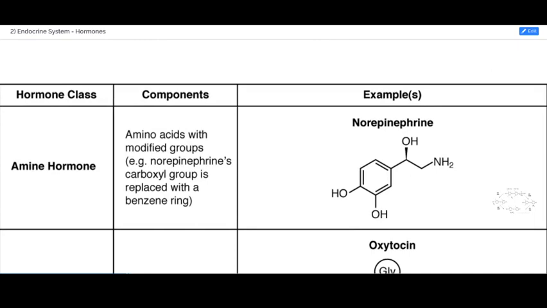First are amine hormones. These are amino acids that have been modified to become particular types of signaling molecules. The example given here is norepinephrine, which is modified from tyrosine, and tyrosine as an amino acid is characterized by the six-sided ring structure that we see here. Norepinephrine is just slightly modified from that. Norepinephrine is actually part of a slightly larger group, which includes epinephrine and dopamine as well, which can all be signaling molecules in their own right.